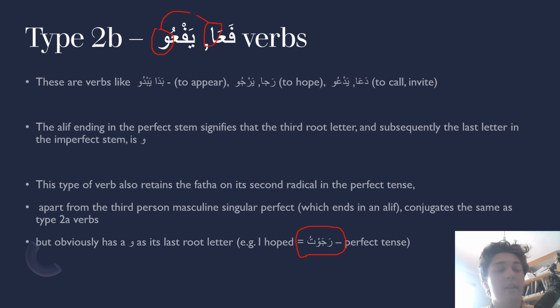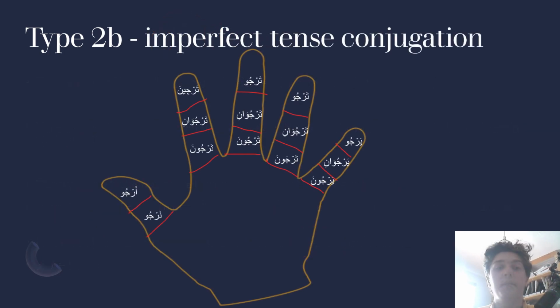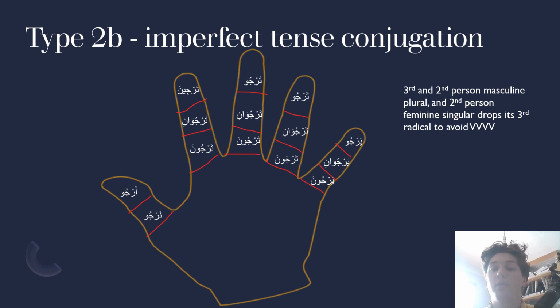So we're going to look at the imperfect tense conjugation of one of these types of verbs, and have a quick discussion about it. The imperfect tense conjugation of raja yarju. Now, the second and third masculine plural, so these two endings, are the same, and the second person feminine singular, so this one, drops its third radical to avoid what we've been discussing earlier, the four vowels in a row.